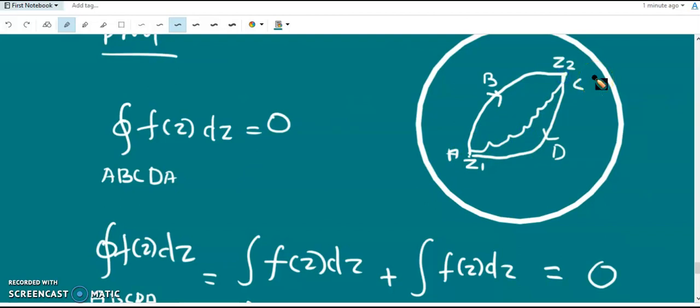So if f of z is analytic, then the line integral of f of z in a simply connected domain depends only on the endpoints a and c. So whatever be the shape of the path from a to c, that depends only on the endpoints a and c. So that is independent of the path of the integration.